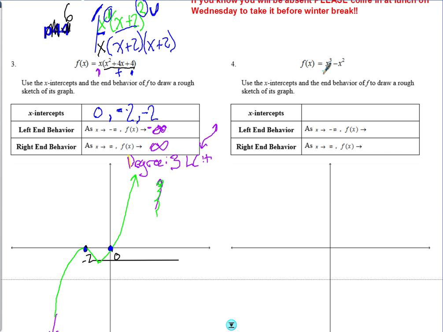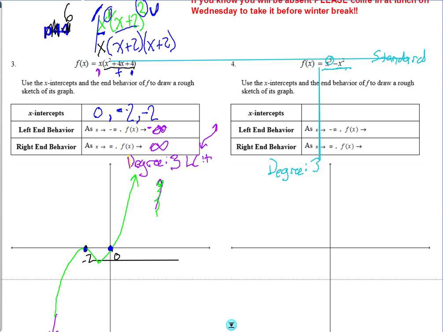Now for number 4, you'll notice 2 things. First of all, this is in what's called standard form. Standard form is when it's not factored whatsoever. It's in its basic form. Everything's all multiplied out. You only have addition and subtraction. When you have standard form, your degree is actually really easy to find. Your degree is just the biggest exponent.